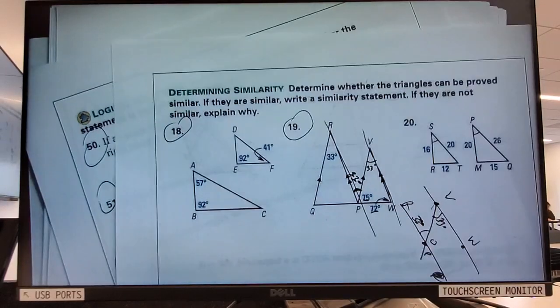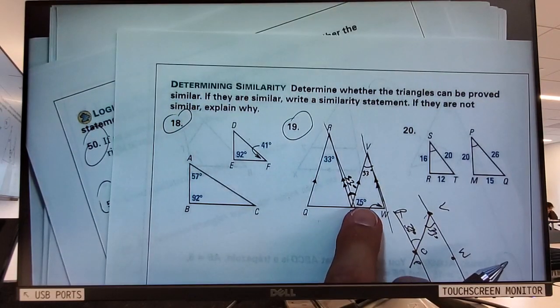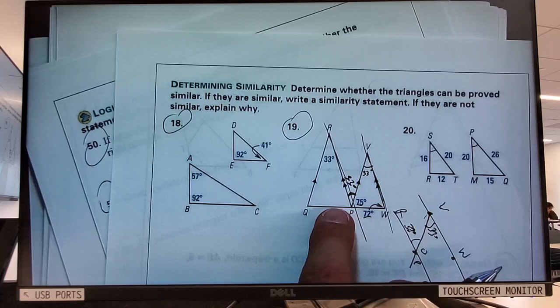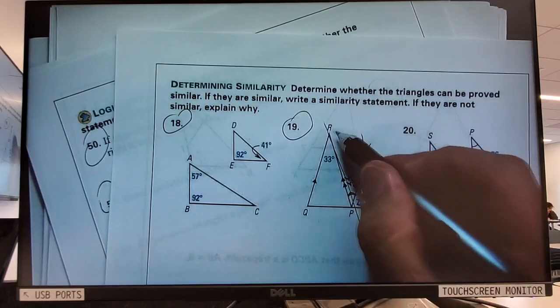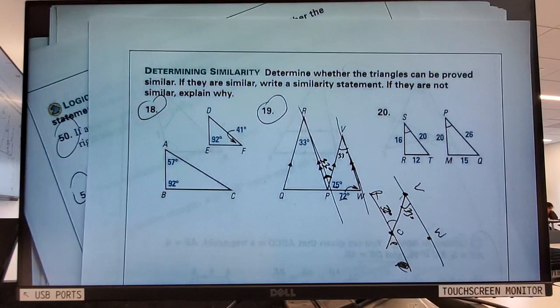Now, that's 75. That's 33. Can you figure out what this is? Angle RPQ. Can you figure out what RPQ is? We got that 33 down there. I need to figure out either one of those base angles in PQR. Does that make sense? If I could just figure out one of those dumb things, then I know everything.